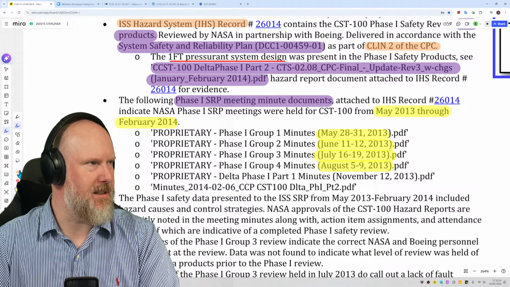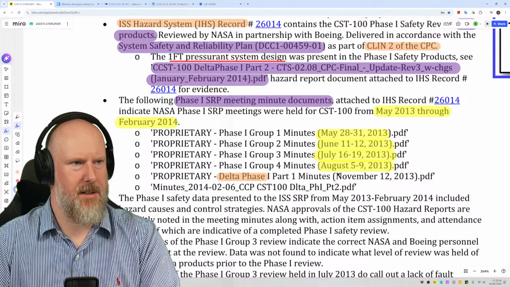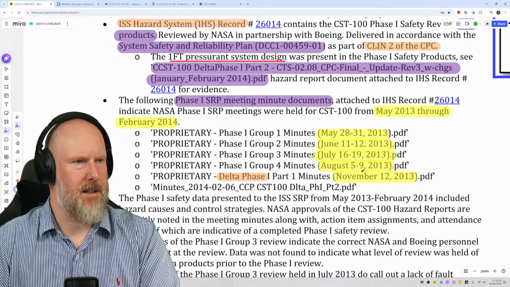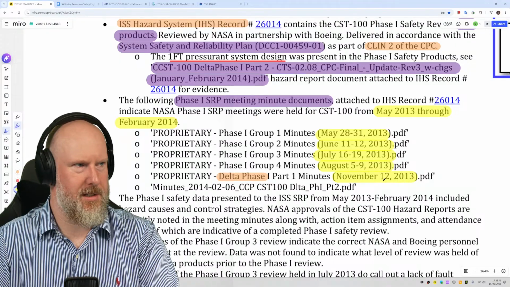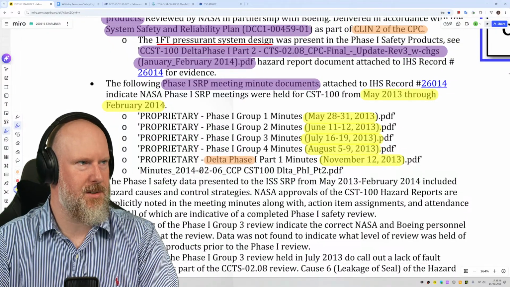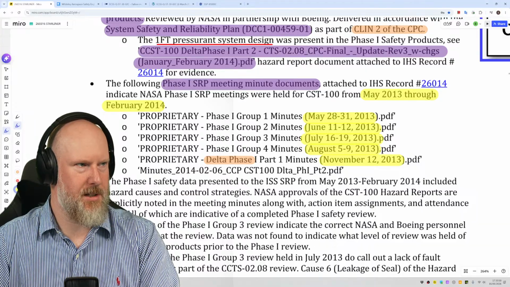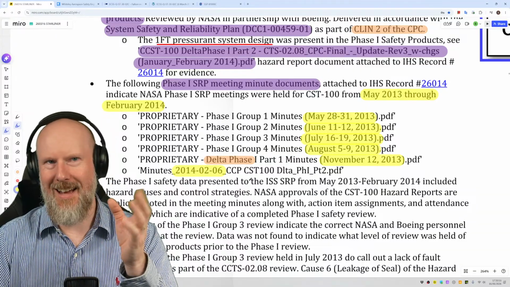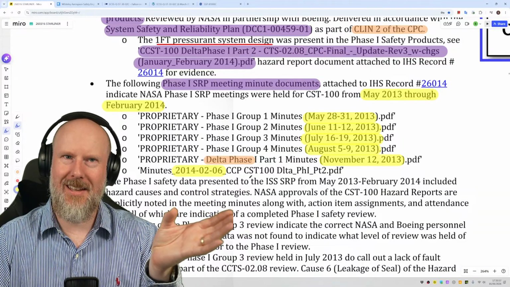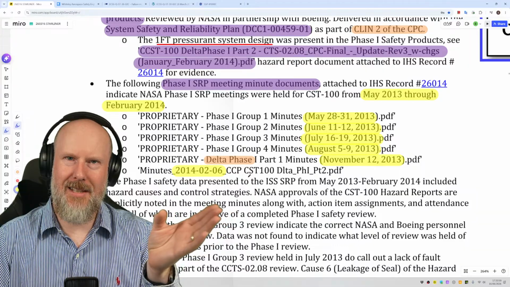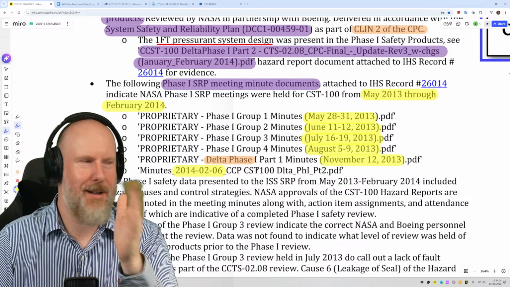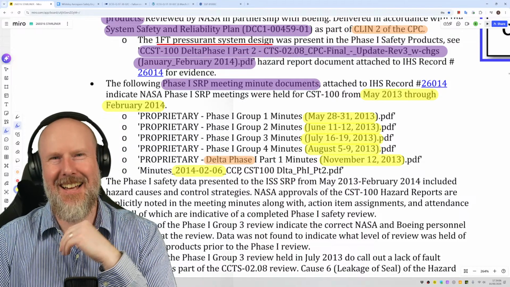What's this Delta Phase bit about? What does that mean? Part minutes, November 12, 2013. Okay, so a couple of months. Of course, there'll be holiday periods in there and all that good stuff. Then there's another minutes. So that's 2014-0602. I'm presuming that that's the 6th of February. But it could be the 2nd of June, couldn't it? Because, of course, why would we do the date? Anyway, I tease.